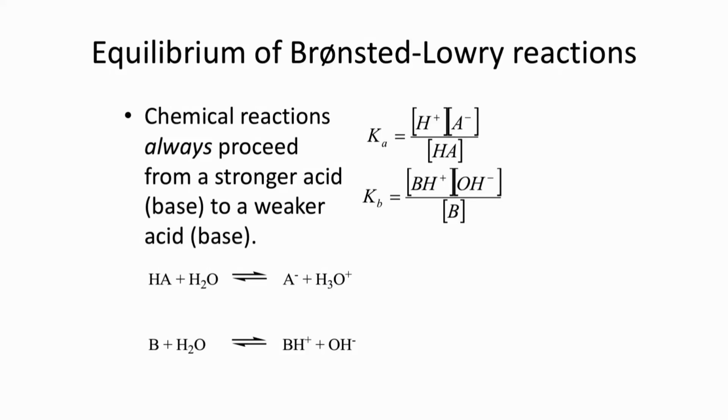And if I have a base, then that combines with water. Now the water dissociates, or breaks apart, into H plus and OH minus, and the proton from the water latches onto the base to make BH plus. So now that I have these equilibrium expressions, I can write an equilibrium constant: concentrations of the products divided by the concentrations of the reactants.